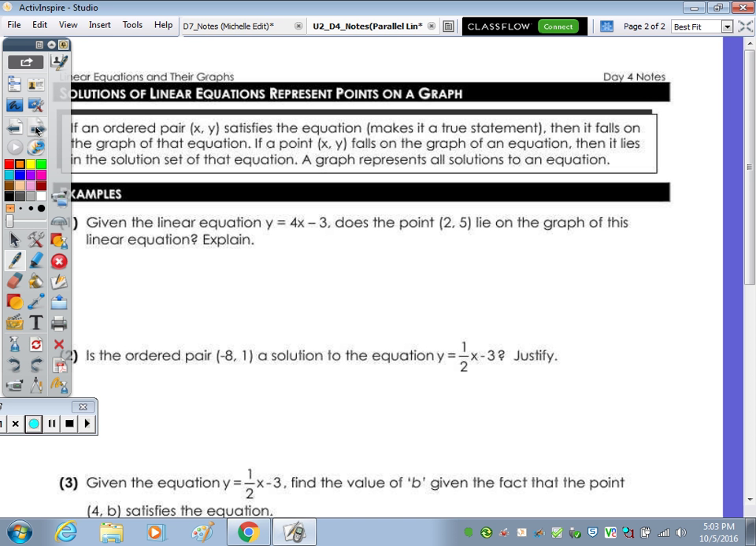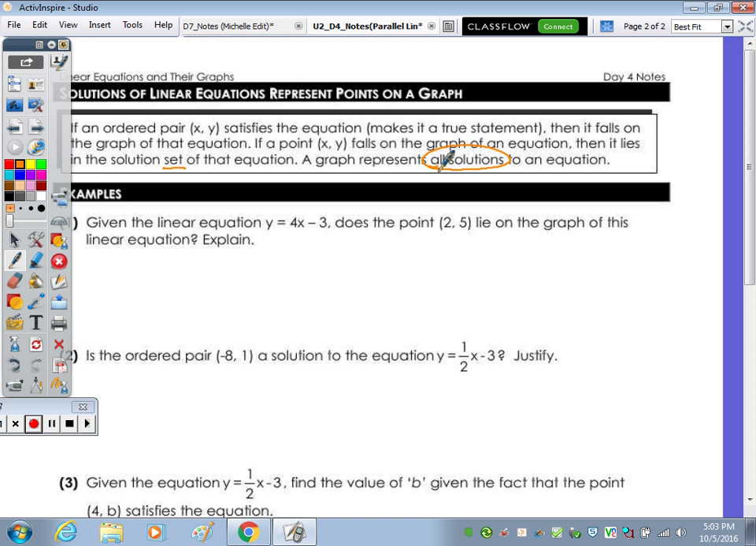A line extends infinitely, so there is an infinite number of points that lie on the line. So therefore, we have a solution set rather than just one point or one solution. It's a set because a line extends infinitely in both directions. So a graph represents all the solutions, so when you actually look at the line, that's representing all of the solutions to the equation.